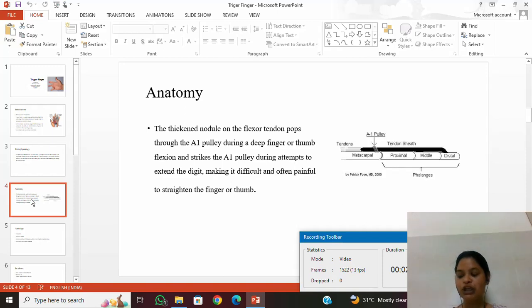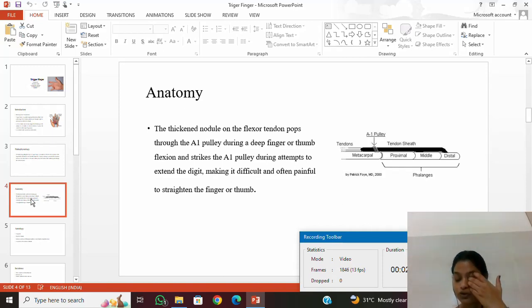The A1 pulley overlies the MCP joint, and the A2 pulley overlies the proximal end of the proximal phalanx, and the A3 pulley lies over the PIP joint, and the A4 pulley lies over the middle of the middle phalanx, and the A5 pulley overlies the proximal end of the distal phalanx.